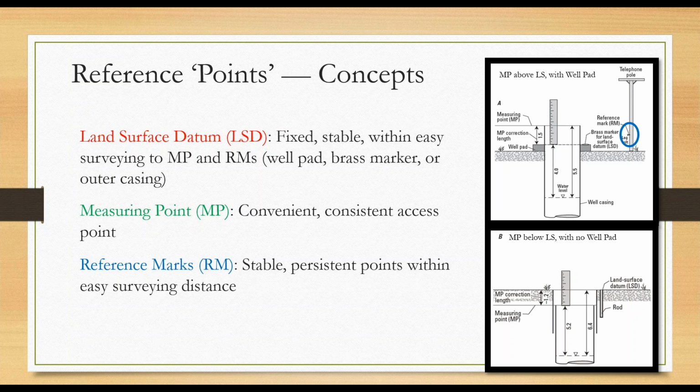And what we call reference marks. Land surface datum is one of the reference marks, but again, reference marks are stable, persistent points with an easy surveying distance. We want to make sure these reference points are consistent because they help us put our data into context, make our data comparable among other wells, and documenting changes to the reference points will help us evaluate and analyze our data.